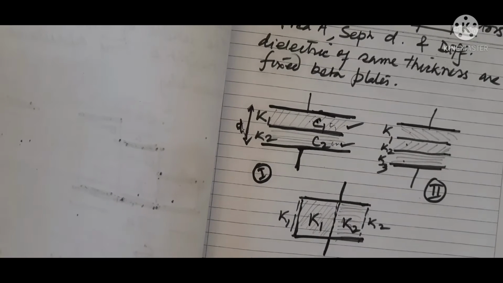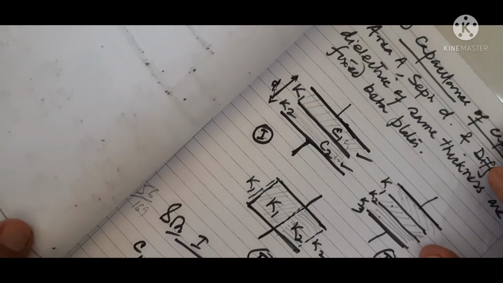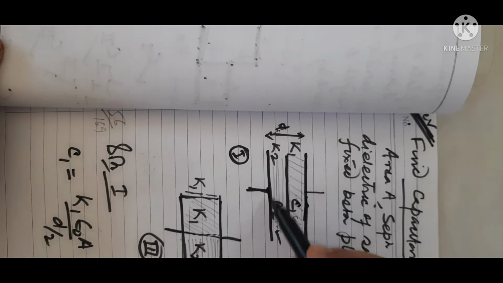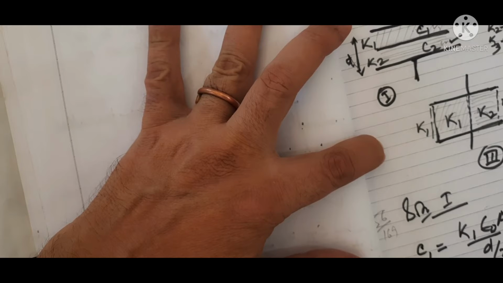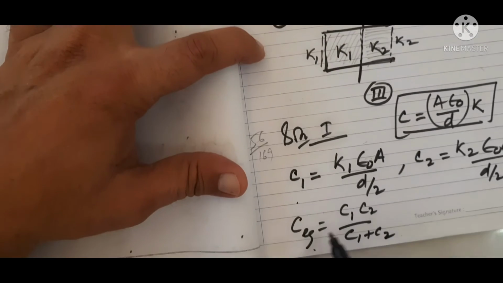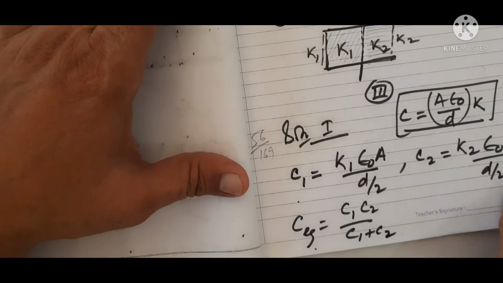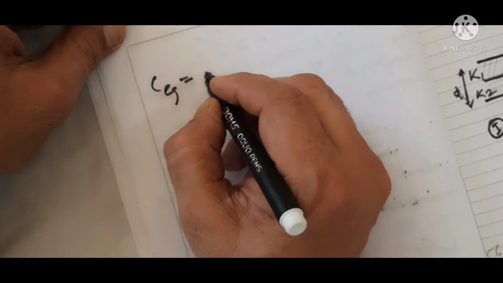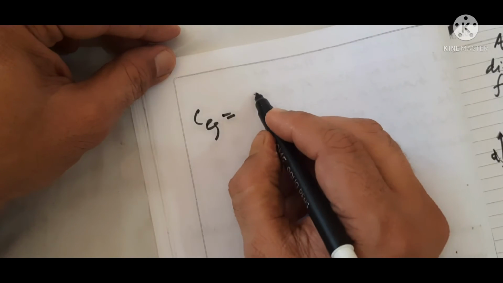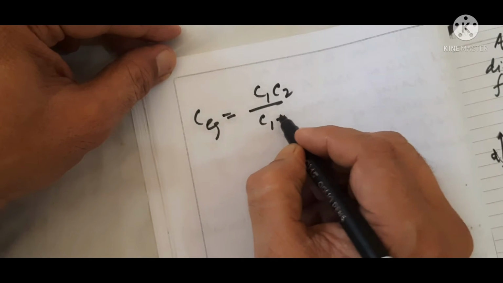Now these two, if you look at them, these two are in series, not in parallel. So for series capacitance, C equivalent will be C1 C2 by C1 plus C2. So put these values and get the C equivalent.